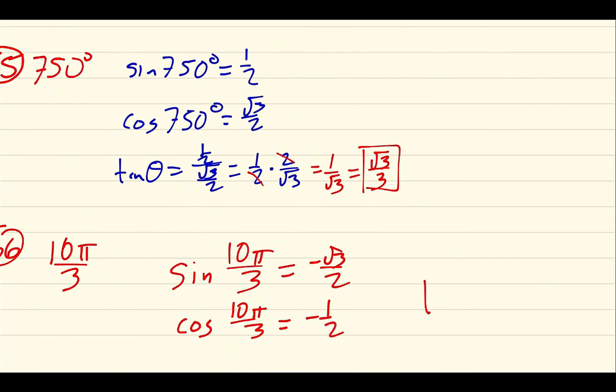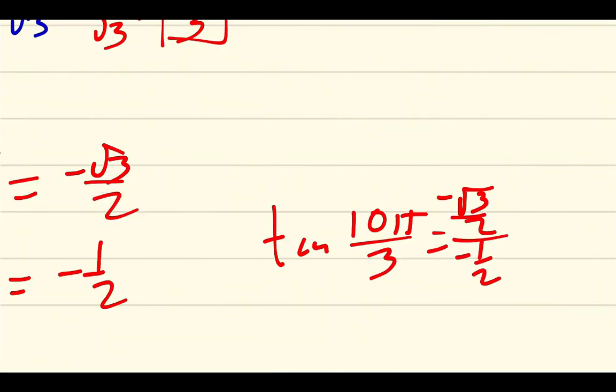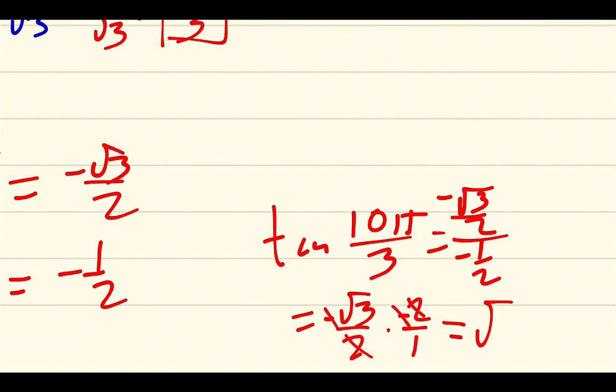And then I'm going to have to do the tangent over here because I'm running out of space vertically. We got tangent of 10 pi over 3. Again, it's the y value over the x value, which is negative root 3 over 2 divided by negative 1 over 2. We got negative root 3 over 2 times negative 2 over 1. So the negatives can cancel out, the 2's cancel out, we're left with just the positive square root of 3.